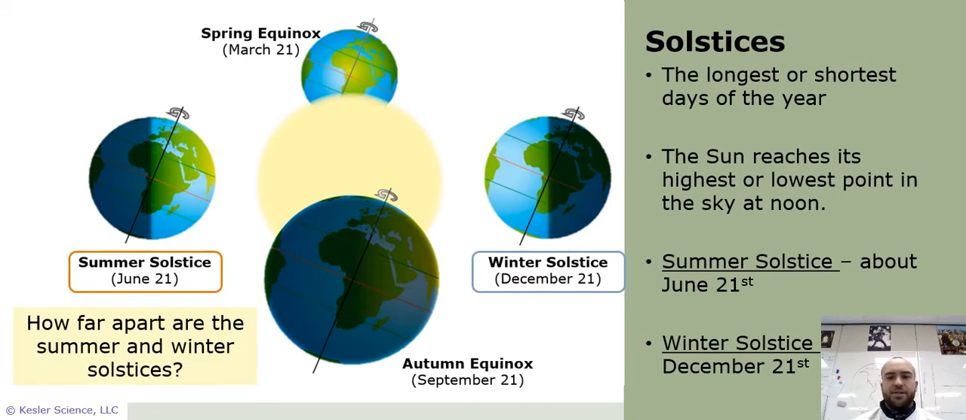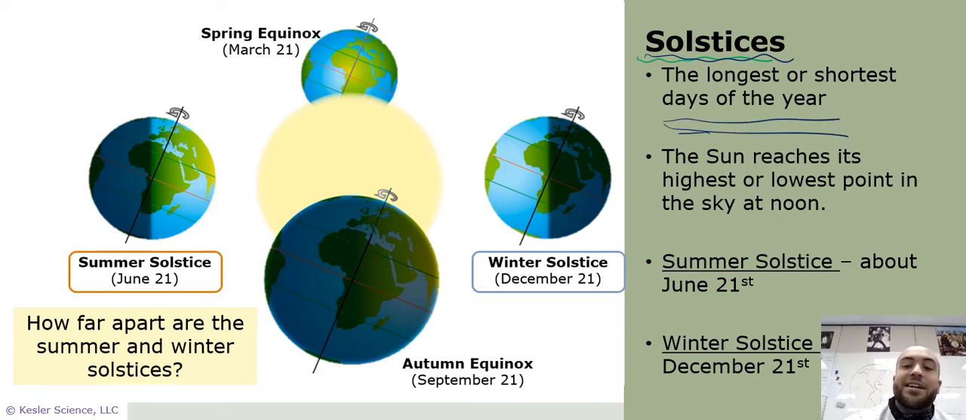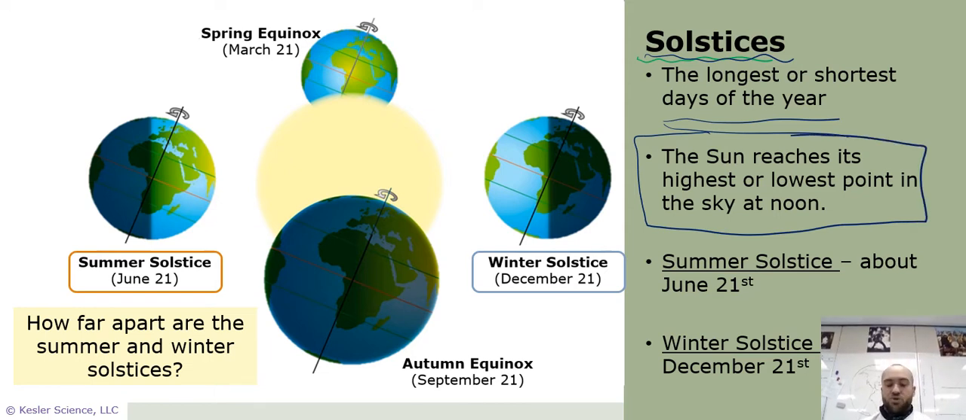Okay, solstices. So a reminder, you have a vocab quiz. These are two terms that I don't think I did a good enough job talking about in class this week. So we have solstices and equinoxes. They are the longest or shortest day of the year, and the sun reaches its highest or lowest point in the sky at noon. Remember, guys, you are filling these out as we go.